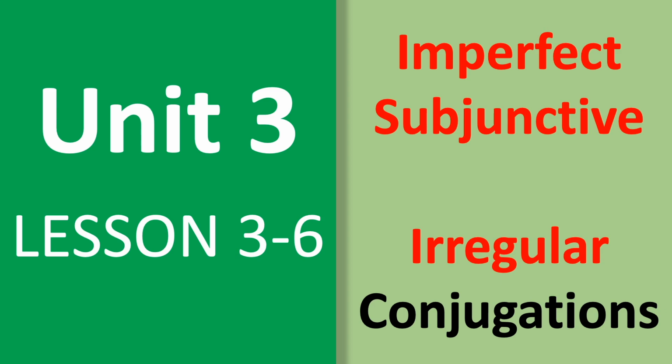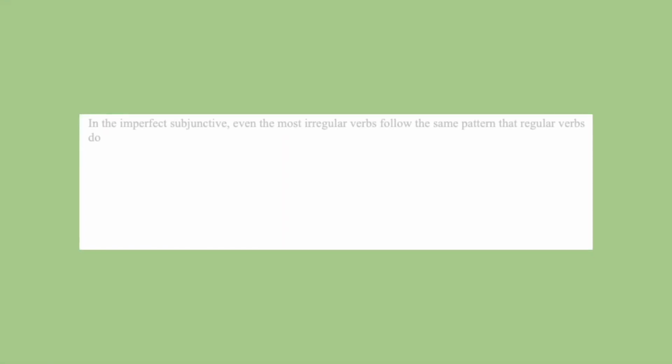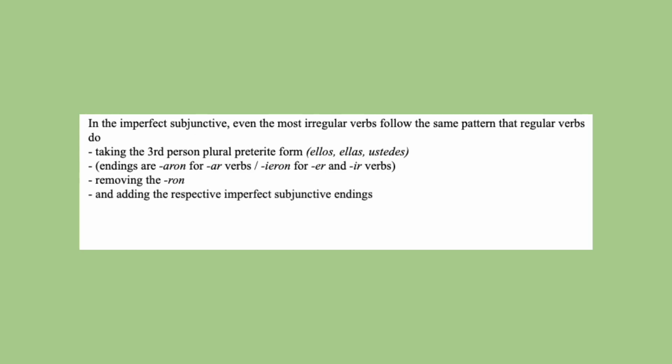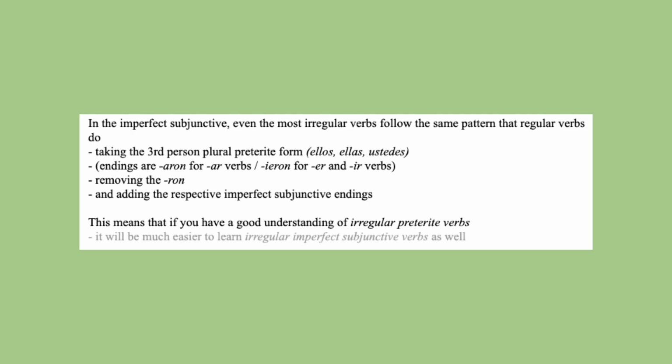Irregular verb conjugations under the imperfect subjunctive. In the imperfect subjunctive, even the most irregular verbs follow the same pattern as regular verbs. They take the third person plural preterite form. They remove the ron from that preterite ending, and then to that stem, they add the respective imperfect subjunctive endings. So once you understand how irregular preterite verbs work, it will be very easy to understand how irregular imperfect subjunctive verbs work as well.